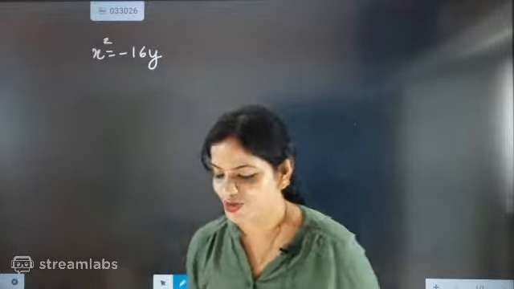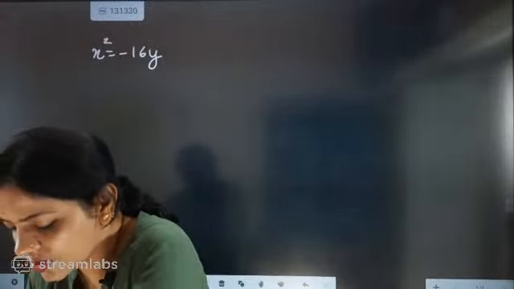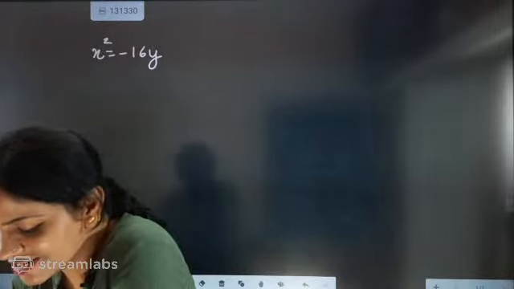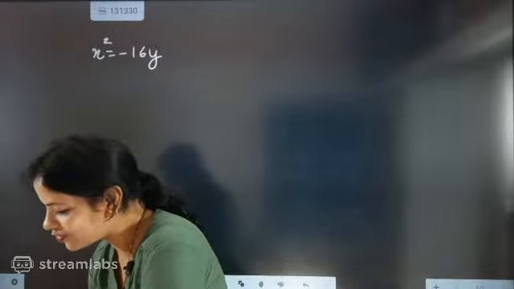Proud of you, Pooja. Super, beta. Focus is coming as 0 comma minus 4. Equation of directrix is y minus 4 equal to 0. Length of latus rectum is 16. Super. Gautam has given the answer, y minus 4 equal to 0.